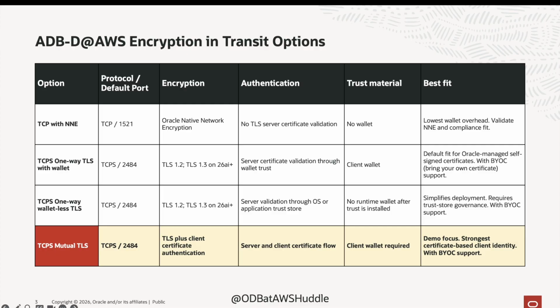For client connections, the important distinction is between TCP services and TCPS services. TCP services use Oracle Native Network Encryption, or NNE. With NNE, encryption is negotiated as part of the Oracle Net connection. This path does not require a TLS wallet, which can simplify client setup. The trade-off is that it is not a TLS server certificate validation model.